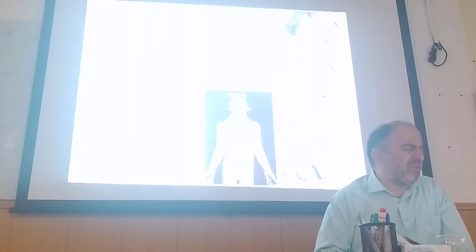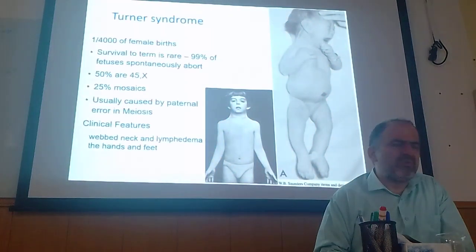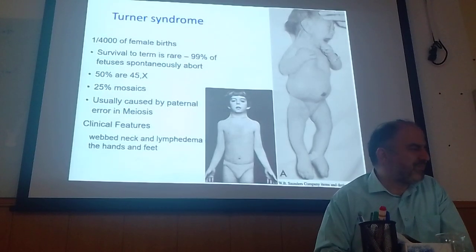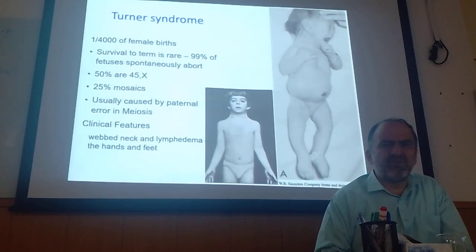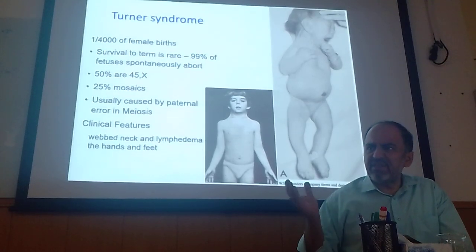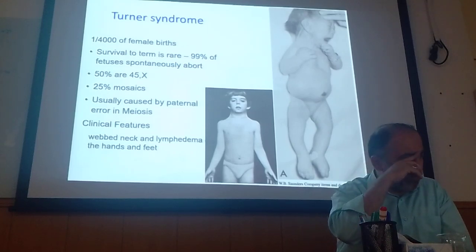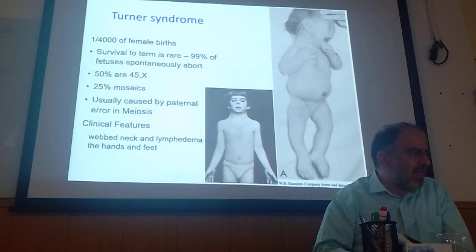50% of them are full monosomy 45,X. 25% would be mosaic. It is usually caused by paternal error in meiosis. The father doesn't give the copy to the baby, and it would be Turner syndrome.